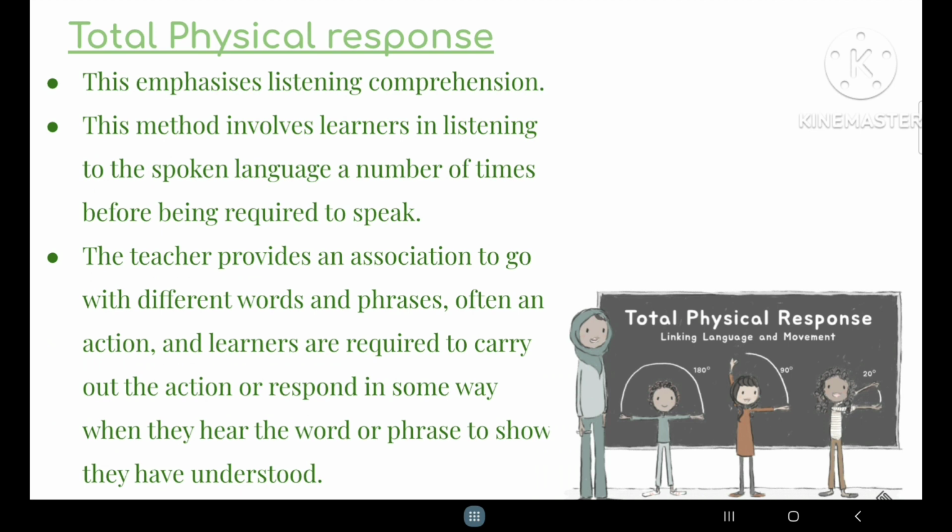Total physical response. This emphasizes listening comprehension. This method involves learners in listening to the spoken language a number of times before being required to speak. The teacher provides an association to go with different words and phrases, often an action, and learners are required to carry out the action or response in some way when they hear the phrase or word to show they have understood.